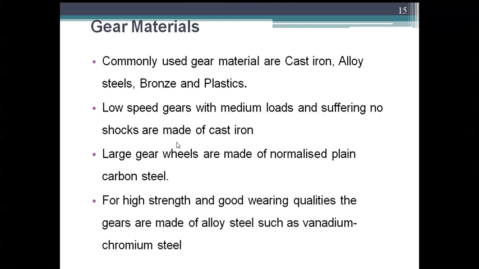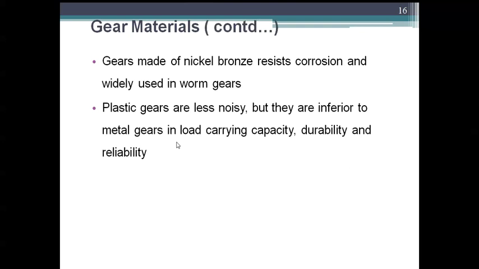For high strength and good wearing quality, the gears are made of alloy steels such as vanadium and chromium steels. So to combine both high strength and good wearing quality, we use alloy steels like vanadium and chromium steel. Gears made of nickel bronze resist corrosion and are widely used in worm gears.